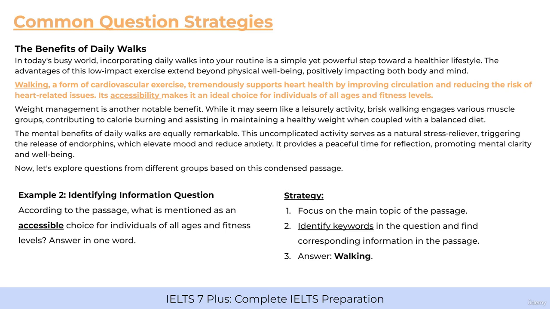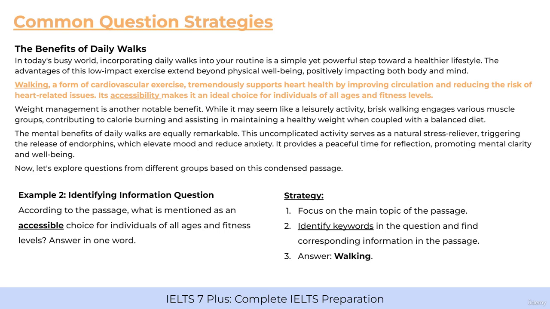Let's take a look at the strategy. Focus on the main topic of the passage. So according to the passage, what is mentioned as an accessible choice? An accessible choice for all ages and fitness levels. Identify keywords. In orange, that second sentence, accessibility is mentioned in the question. Ideal choice for all ages and fitness levels. So actually I can see some of the language is used both in the passage and in the question. So that means I'm going to go back to the text and read that carefully.